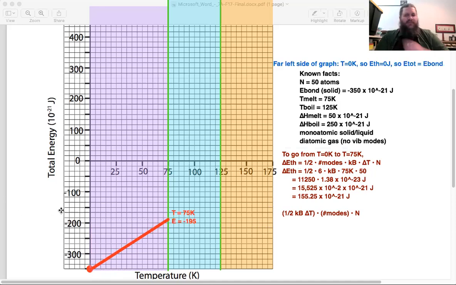So that is our graph so far. For just the solid phase, we're increasing temperature by 75 and increasing energy by 155 joules. Well, 155 times 10 to the negative 21 joules. So that would be the boost in energy. We're going up 155 from negative 350 up to negative 195. Any questions on that so far?